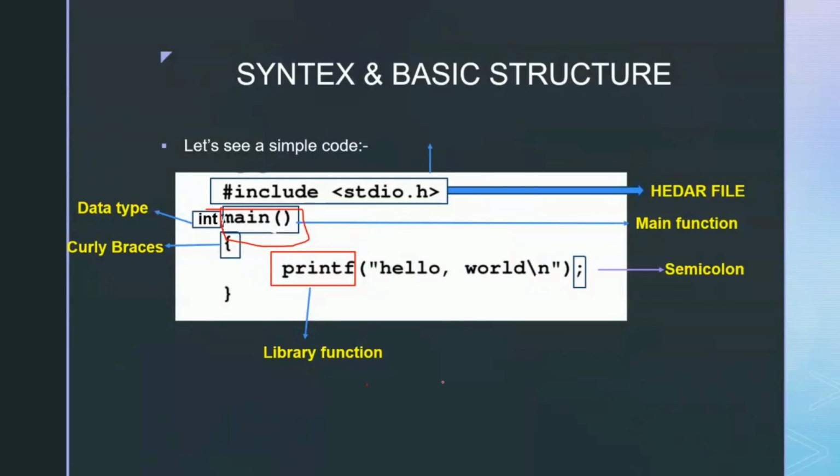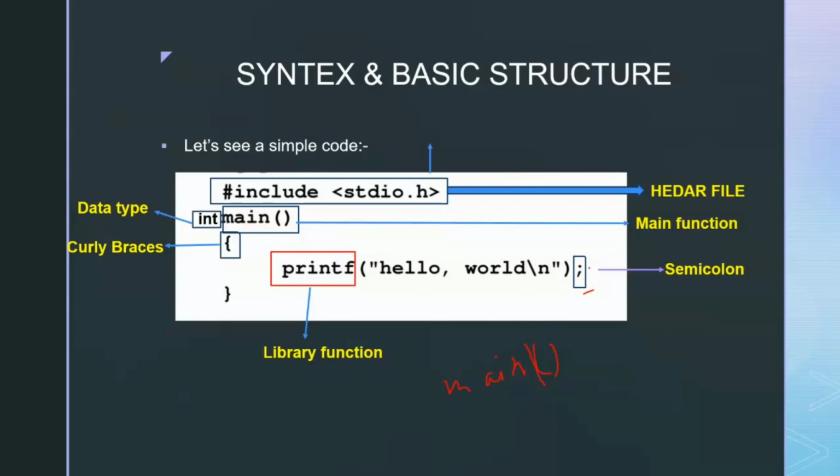Now we can see the main function. The main function is a mandatory part of the C language. Mind that a C or C++ program has to start from the main function. Here is our main function. Without the main function, we can't execute our C program. After any function, we must use parentheses. And the main thing is you have to write your code in curly braces here.